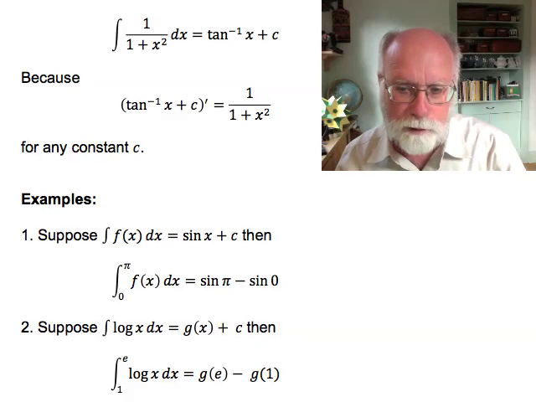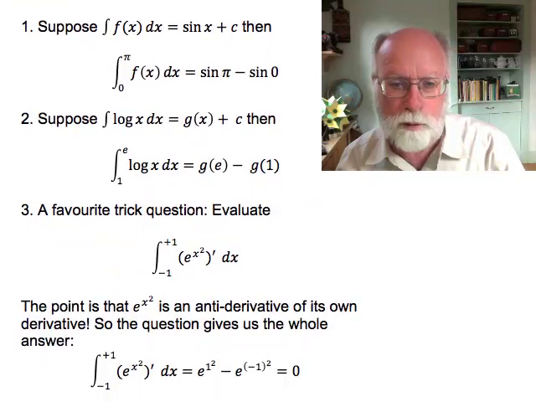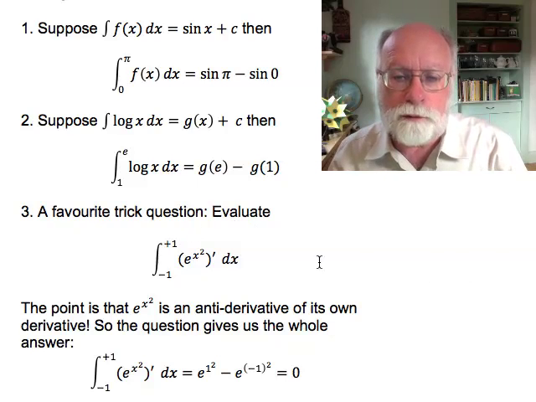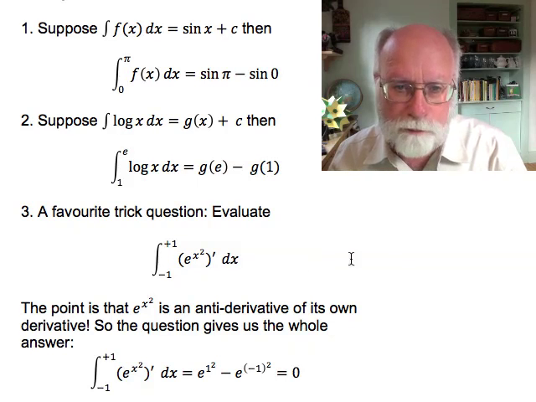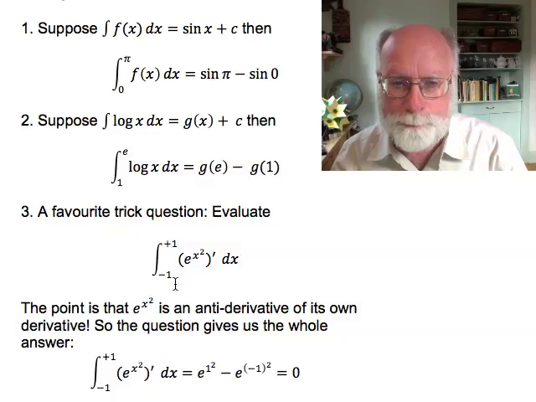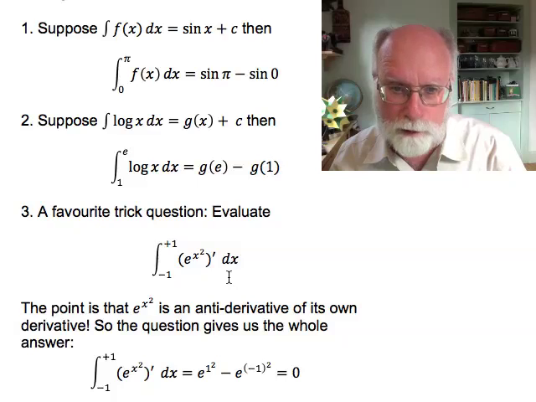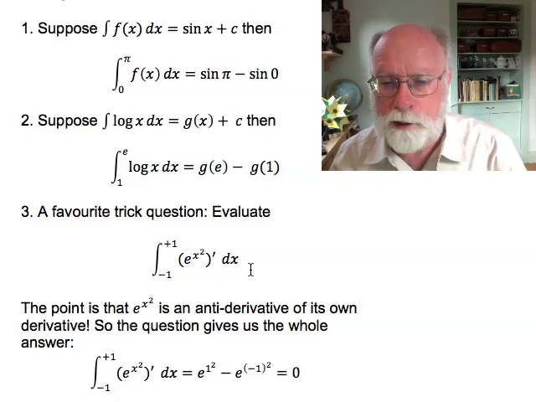The last example is a favorite trick question. Instructors of a certain bent love to put this question on tests and exams. The integral from -1 to +1 of the derivative of e to the x squared dx. Now the point here is that the question is asking you to do a definite integral of the derivative of some given function. So we have sitting in front of us the antiderivative.